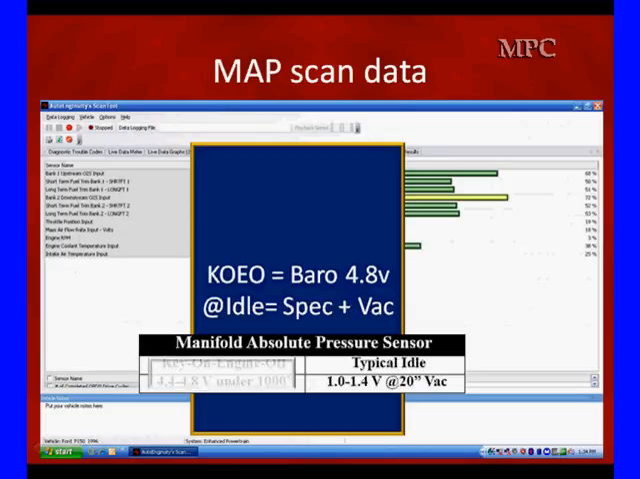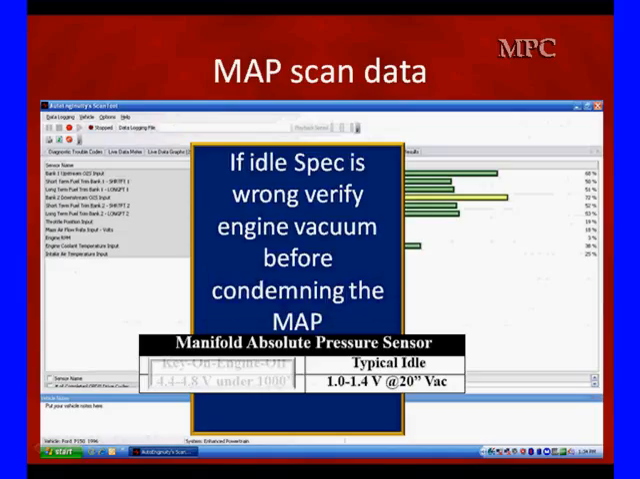Then we're going to start the car up and idle it after it's warmed up and stabilized. Want to see what it reads. We like to look at a spec that includes vacuum, because you cannot condemn a MAP sensor unless you verify engine vacuum. In this case, the expected engine vacuum is 20 inches. At that expected vacuum, we'll see 1.0 to 1.4 volts. If we see the 1.0 to 1.4, we can assume the vacuum is normal at the engine.